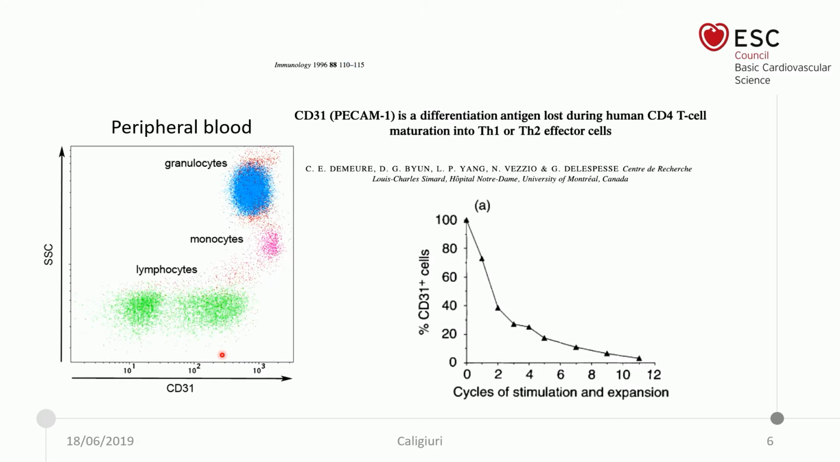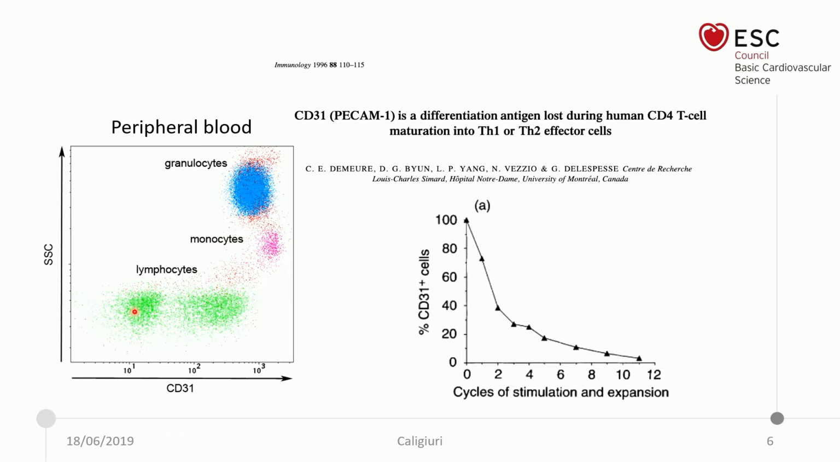But then, when you do a FACS analysis, you can see here is the granularity, side scatter, here is CD31 expression. You can see that innate immune cells are all positive for CD31, whereas lymphocytes, adaptive immune cells, are split in two: a population which is positive, even though to a lesser extent than innate immune cells, and a population that looks negative, or at least much less positive.